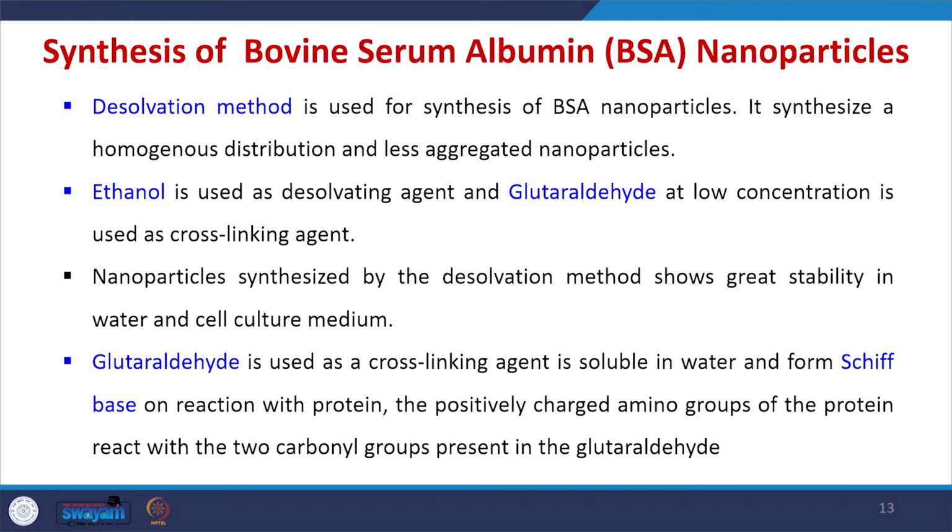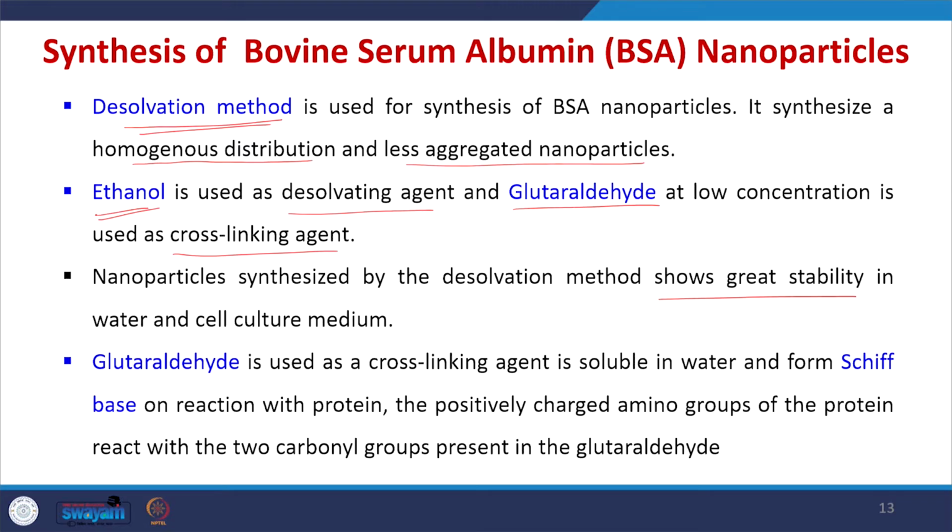Let us see how to synthesize bovine serum albumin nanoparticles. We can prepare BSA nanoparticles by the desolvation method. By the desolvation method, we can achieve homogeneous distribution and less aggregated nanoparticles. In this method, we will be using ethanol as the desolvating agent and glutaraldehyde as the cross-linking agent. And nanoparticles prepared by this method show great stability in water as well as cell culture medium.